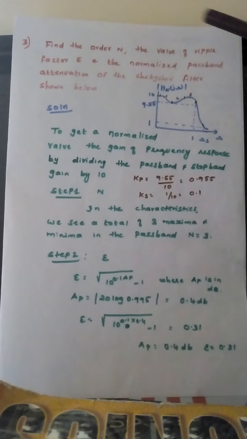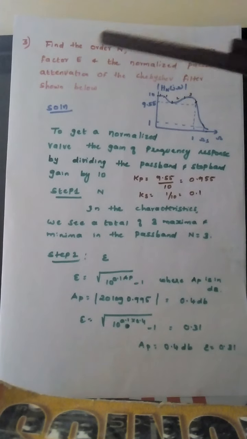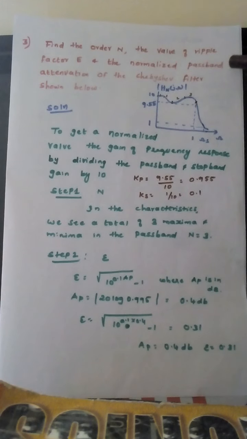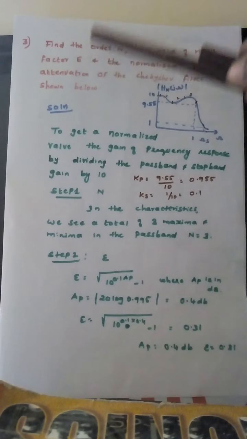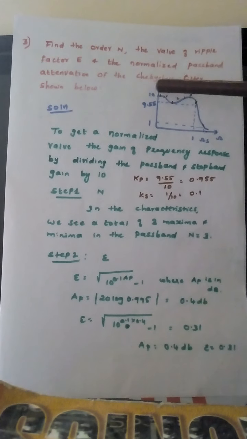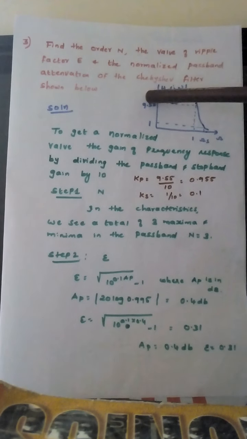Third problem: find the order n, the value of the ripple factor epsilon, and the normalized passband attenuation of the Chebyshev filter as shown below. Here, for the normalized value, they are asking us to find the order n and the ripple factor epsilon. You can see in the figure, this is not a normalized value. Normalized value means the value should be 1, correct? But here they have given 10.